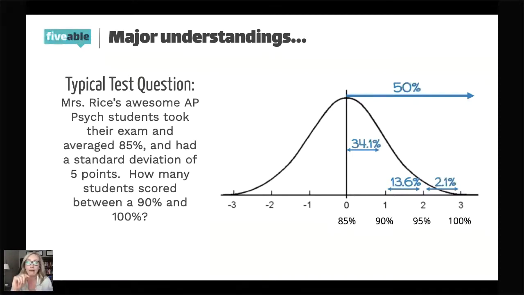They could say the average is 85%. The standard deviation was 5 points. And then they say how many students scored between 1 and 3 standard deviations above the mean. Then you didn't even need that information, because all you have to do is memorize and remember those percentages.